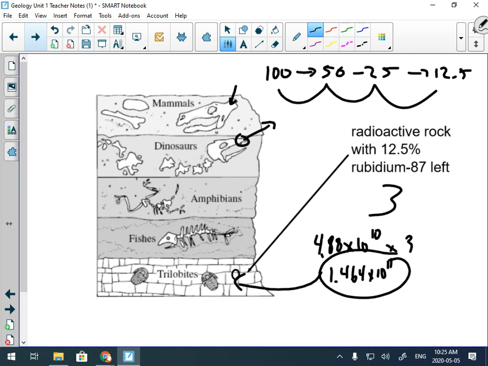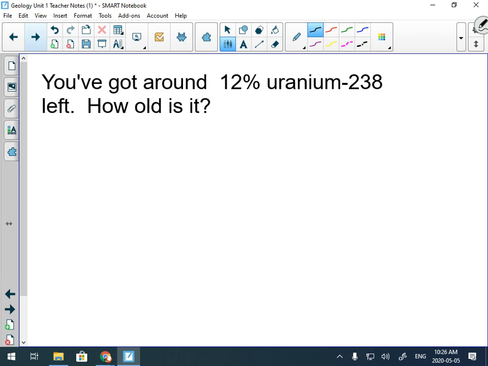So stuff that's found in the same layer should be around the same age. Now, it's an estimate, right? Because maybe lava had moved that trilobite up a bit, or maybe the strata is going back down into the earth. So that's why paleontologists have to give a range of when animals and dinosaurs used to live.